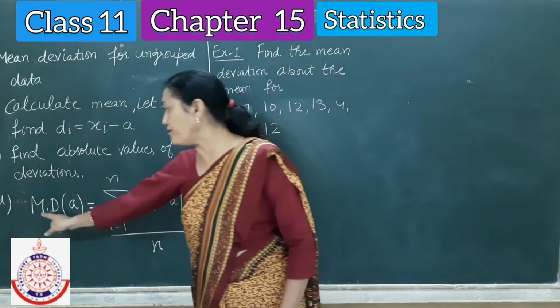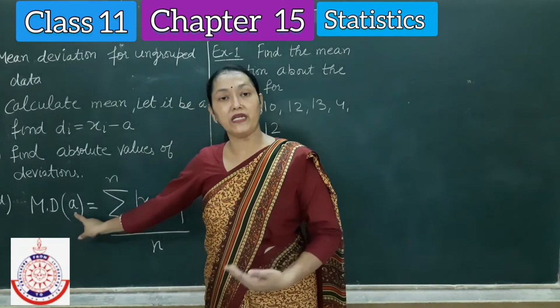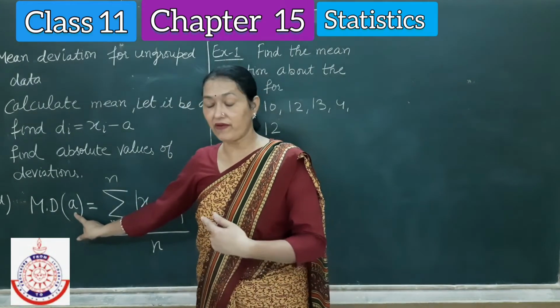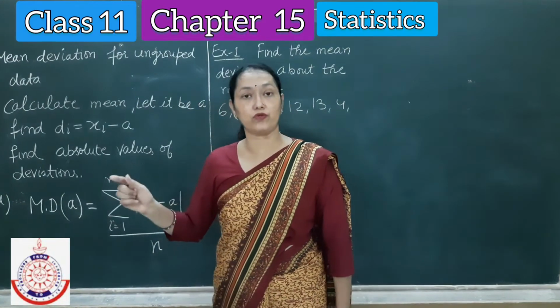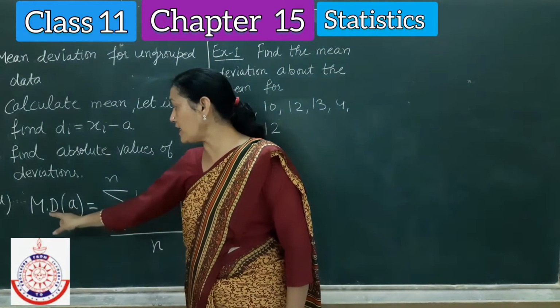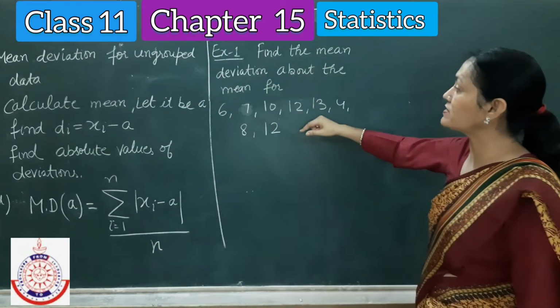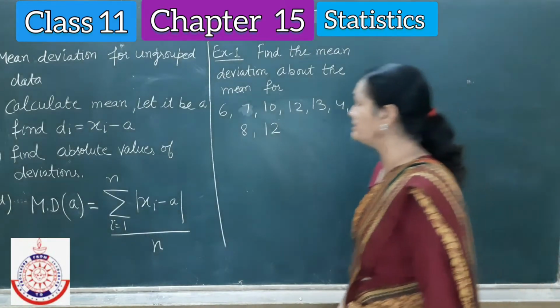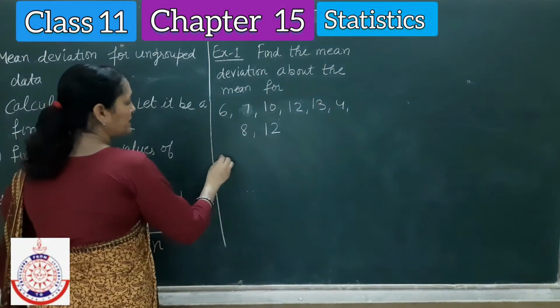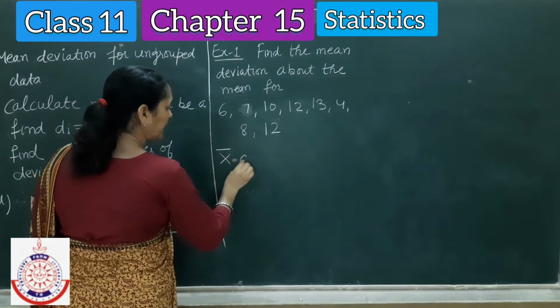Then we'll be taking total of di and dividing it by number of observations. Here I've written mean deviation, and in the bracket I've written a. This is mean deviation from mean. Same way we'll be learning mean deviation from median also, there we'll be writing m. So mean deviation from mean means MD(a). So let us do one example for this. Here I've taken this discrete data. So first step is to calculate mean. Call it x bar or a.